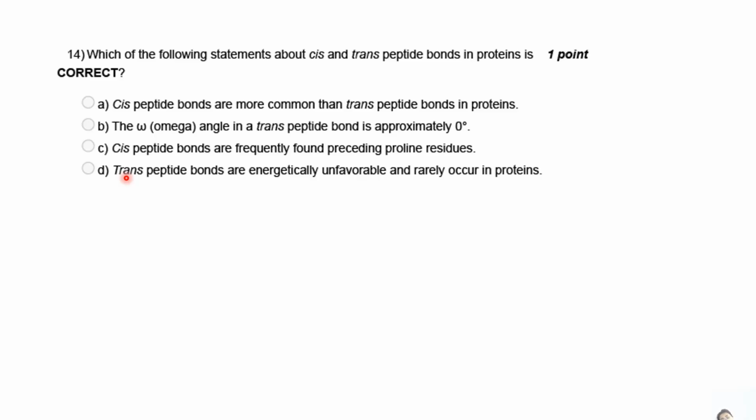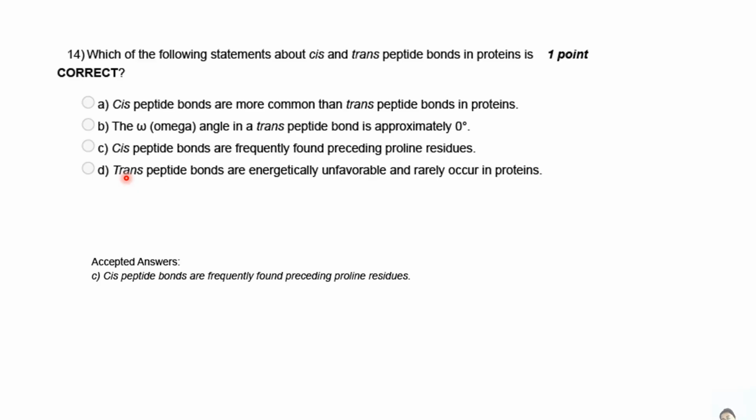Let's talk about option D. Trans peptide bonds are energetically unfavorable and rarely occur in proteins. Again, false, because trans is energetically favorable and dominates in proteins. So the correct answer is C. Cis peptide bonds are frequently found preceding proline residues.